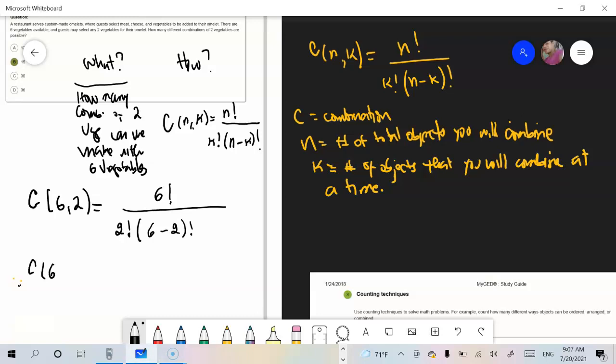So the combination of 6 objects in groups of 2 is going to be equal to, now this parenthesis here is going to give me 4, okay? 4 factorial. So I'm going to have 6 factorial over 2 factorial, which keeps being 2, and 6 minus 2 is going to give me 4 factorial, okay? And I'm multiplying these 2 numbers here.